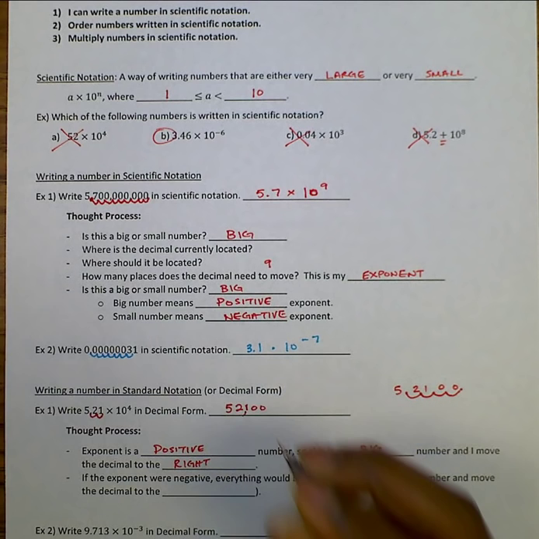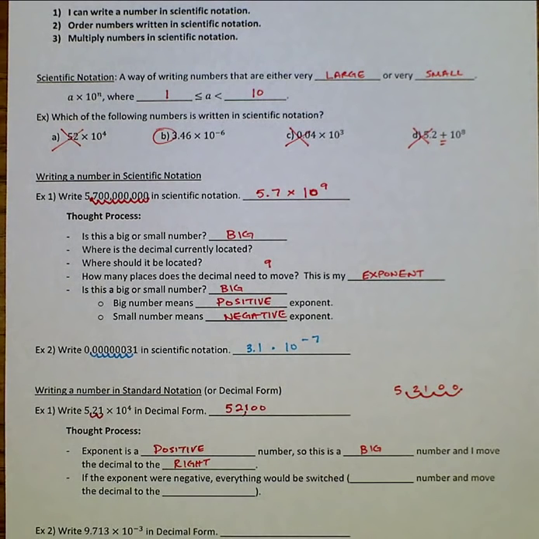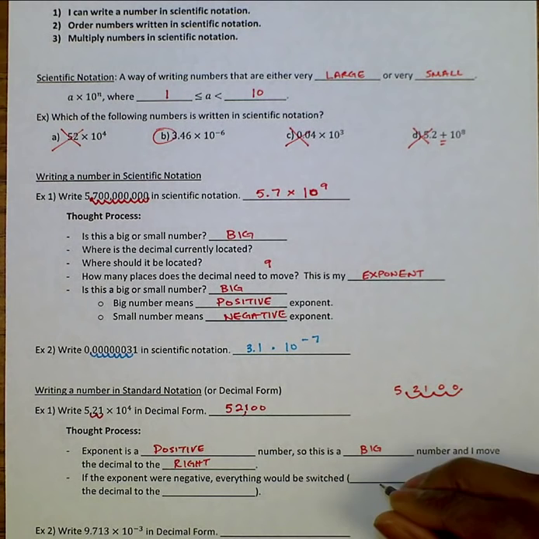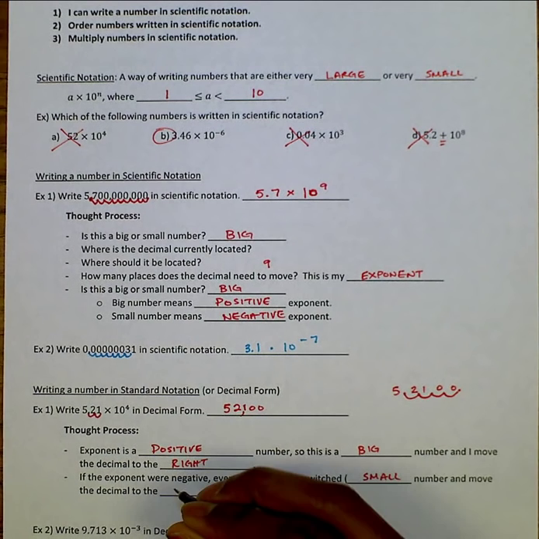Put my commas in if I'd like: 52,100, so it's easier to read. Okay, if the exponent were negative, everything would be switched. It would be a small number, and I move the decimal to the left.